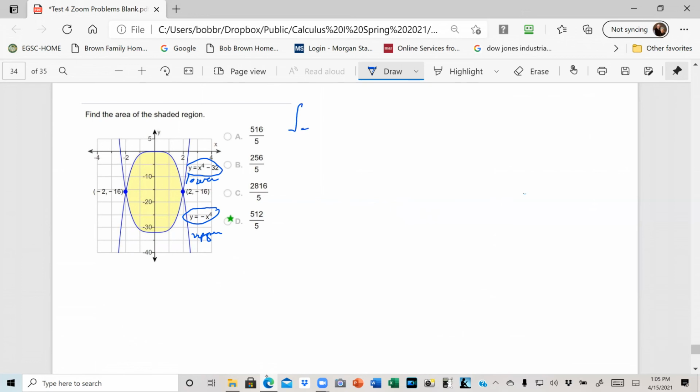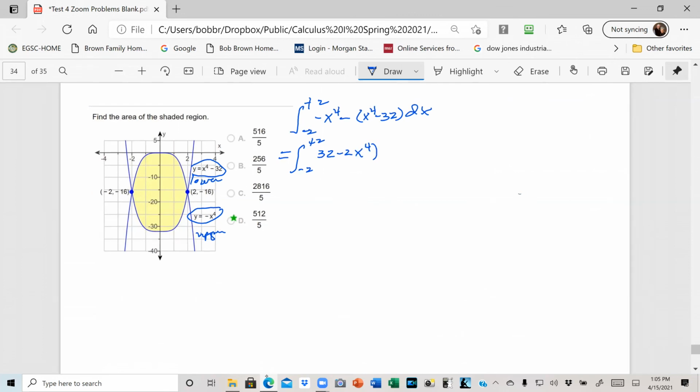take the integral from minus 2 to plus 2 of the upper, which is minus x to the fourth, minus the lower curve, which is x to the fourth minus 32, dx. And this is equal to the integral from minus 2 to plus 2. We're going to have minus 32, which will be a plus 32. I'll lead with a positive term, minus 2x to the fourth dx.